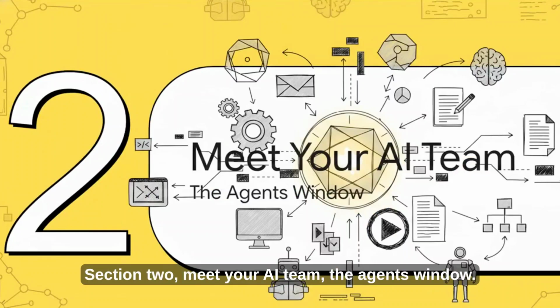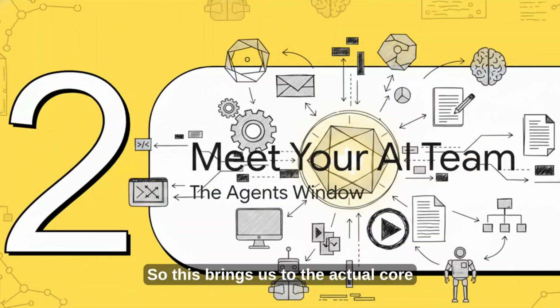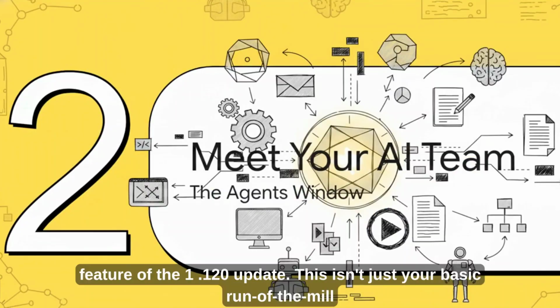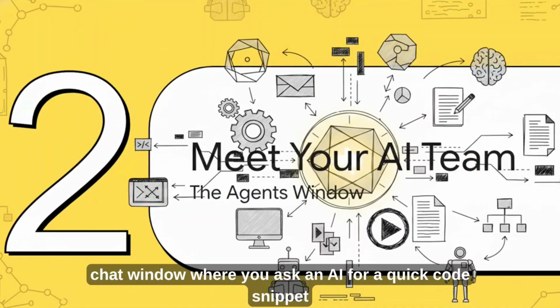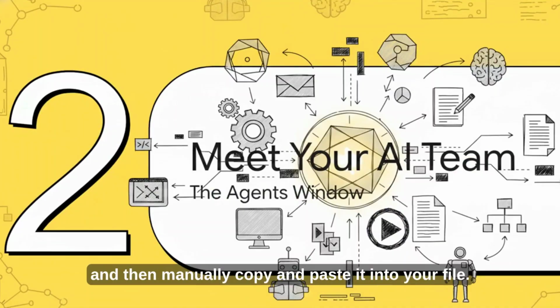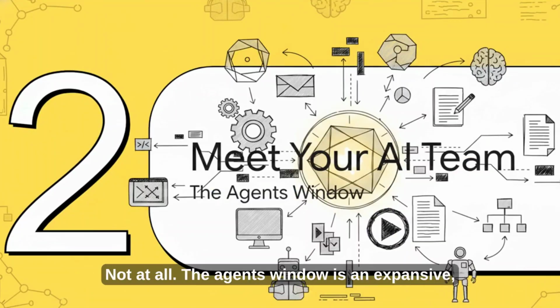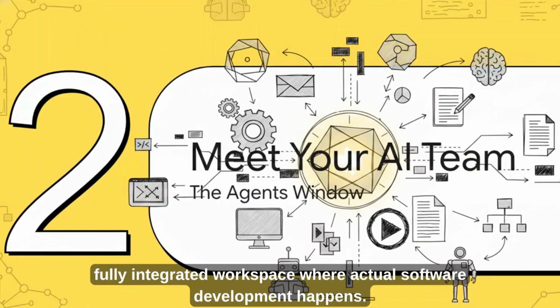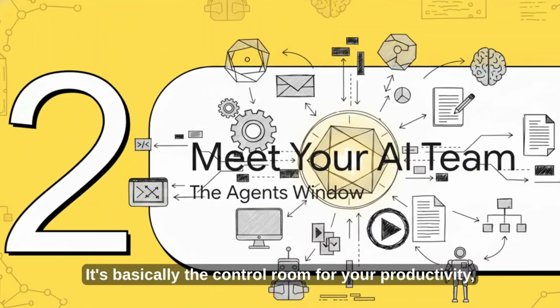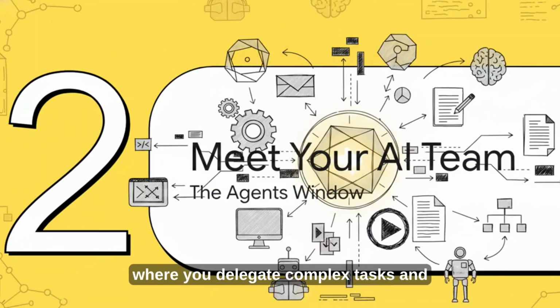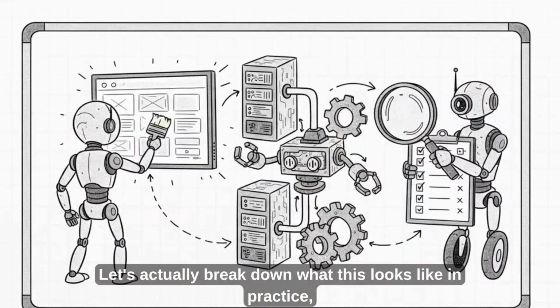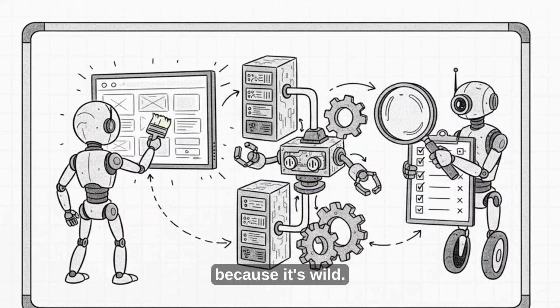Section 2, meet your AI team, the agents window. So this brings us to the actual core feature of the 1.120 update. This isn't just your basic run-of-the-mill chat window where you ask an AI for a quick code snippet and then manually copy and paste it into your file. Not at all. The agents window is an expansive, fully integrated workspace where actual software development happens. It's basically the control room for your productivity, where you delegate complex tasks and then watch them get executed in real time. Let's actually break down what this looks like in practice, because it's wild.